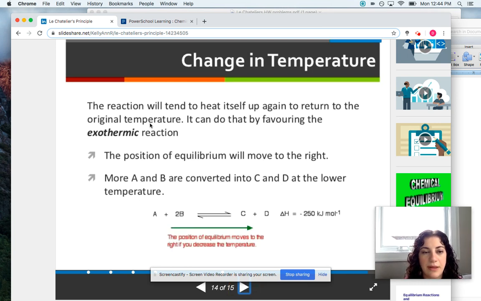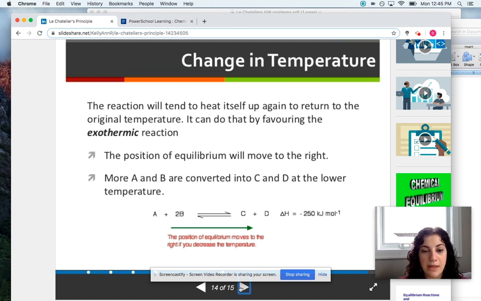So here we go. The reaction will tend to heat itself up again to return to the original temperature and can do that by favoring the exothermic reaction. So the position of equilibrium will move, in this case, to the right. So we decrease the temperature here. Well, we're going to want to go to the right so that we can counteract that decrease in temperature and make more heat.